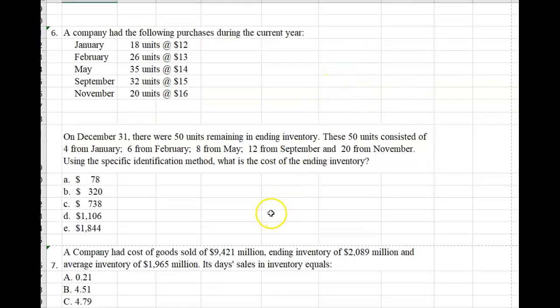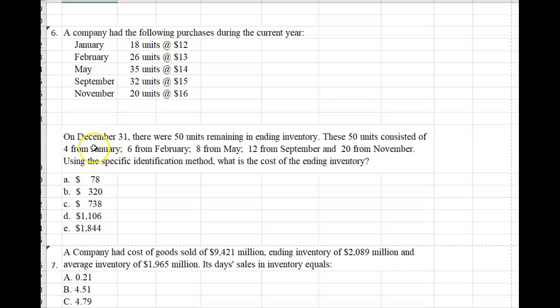Now we run into some inventory calculation problems. A company had the following purchases during the year. In January, they purchased 18 units of inventory at a cost of $12 each. February, 26 units at $13 each. In May, they purchased 35 units at $14 each. September, 32 units at $15 each. And in November, 20 units at $16 each.